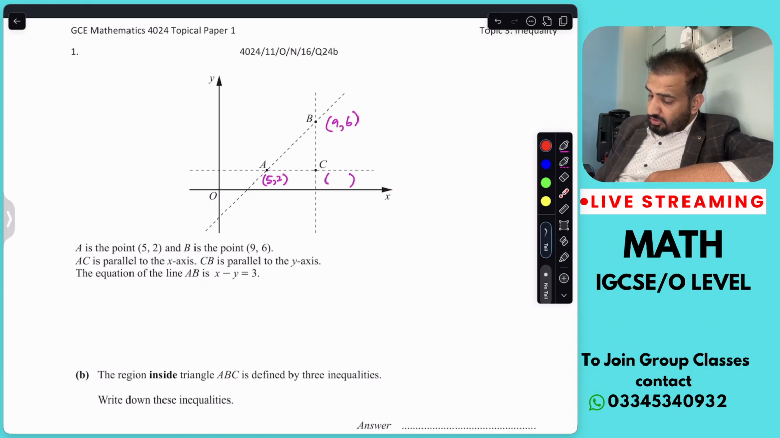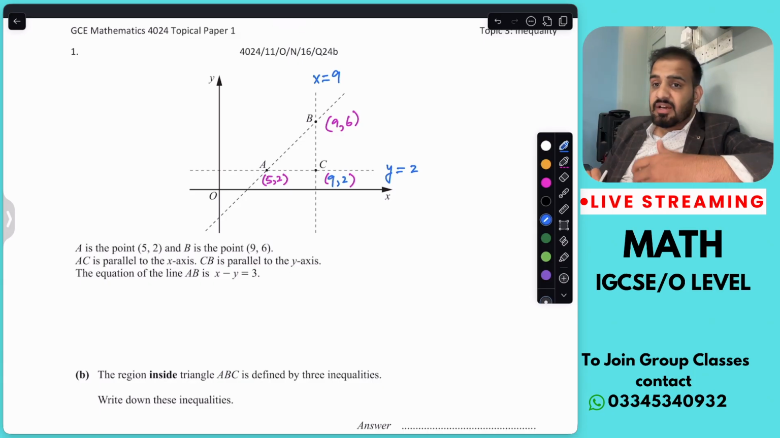How? We know that this line AC is parallel to the x-axis. It is given in the question. So we can say that it's a horizontal line. So the equation for the horizontal line is y equals 2. Why is it 2? Just because of this coordinate. So the y coordinate of C is 2. And now what will be the x coordinate? We know that this line is x equals 9. So the coordinates of C are (9, 2).